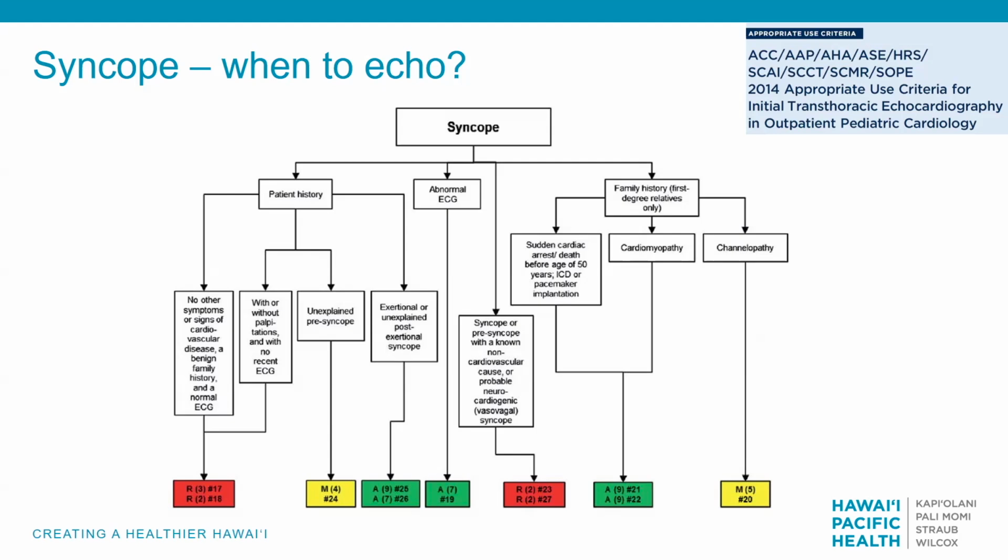You only order an echo if, and the same three things apply here, for chest pain, if it's exertional. So if you have exertional chest pain or exertional syncope, you can order an echo. Or if your EKG was abnormal, or if there is a sudden cardiac death history.